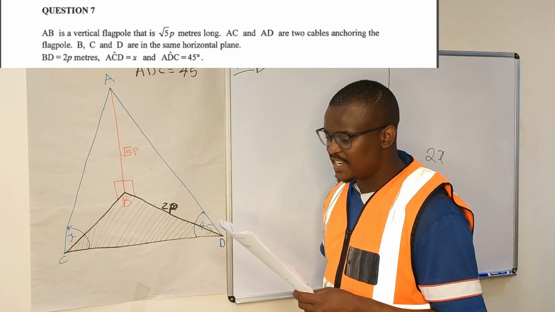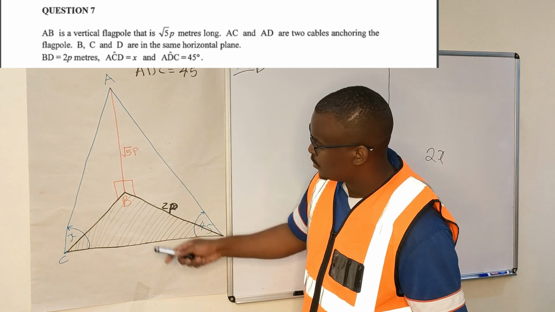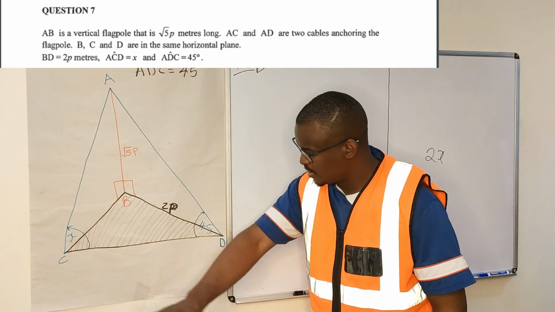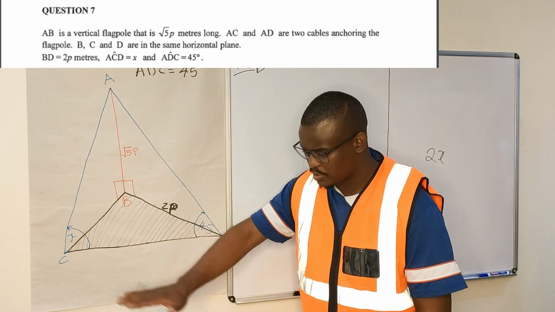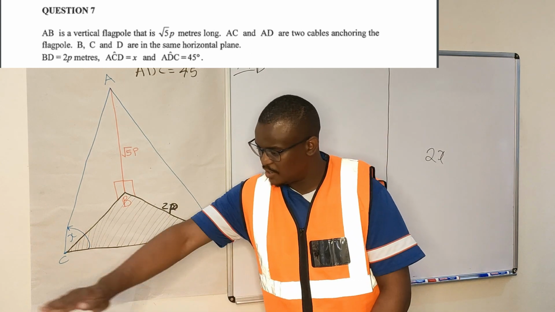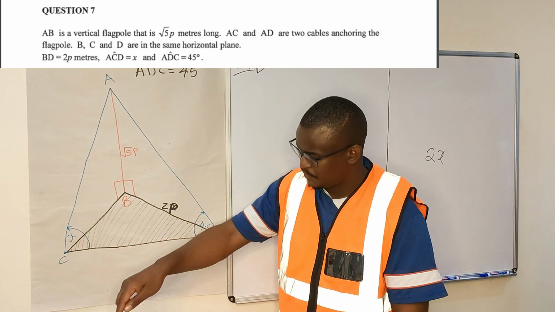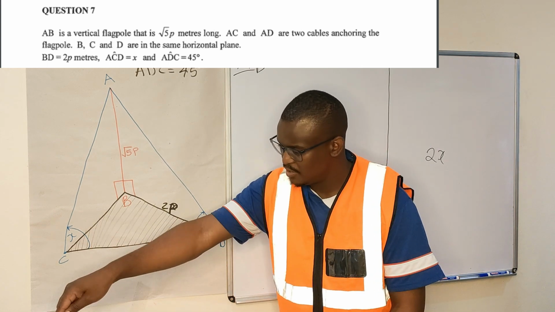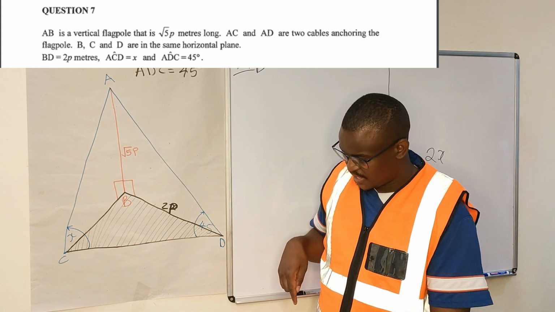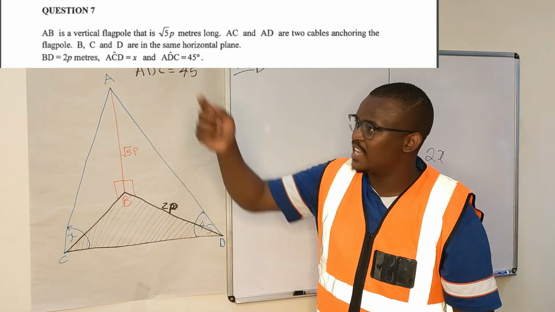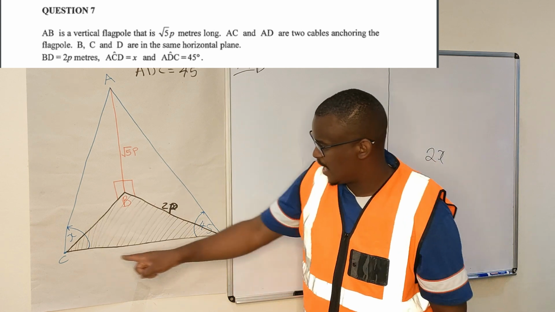B, C, and D are on the same horizontal plane. So these are on the horizontal surface, B, C, and D, and then up there we have this pole here, and it has these anchors that are fixing it at D and C.